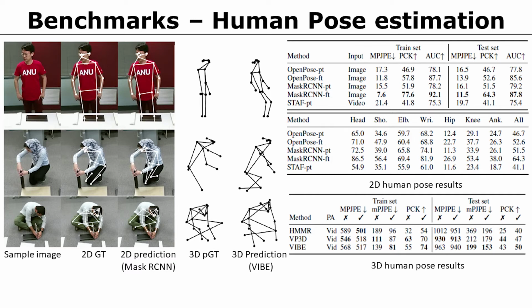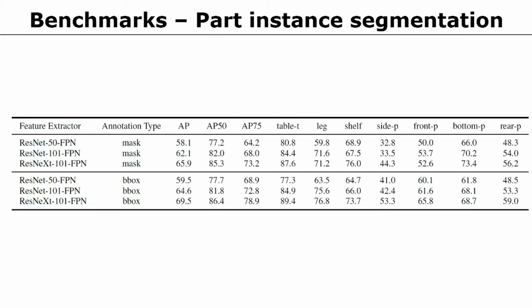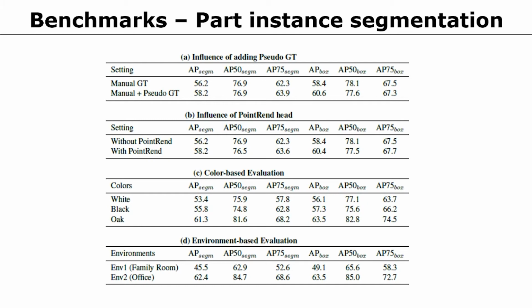exhibit while assembling furniture. To evaluate the performance of existing instance segmentation methods on almost textureless IKEA furniture, we trained Mask RCNN with several ResNets with feature pyramid network architecture. We also report the effect of adding pseudo-ground truth frames, adding PointRend head, choosing a specific furniture color, or background environment on the performance of the instance segmentation task.